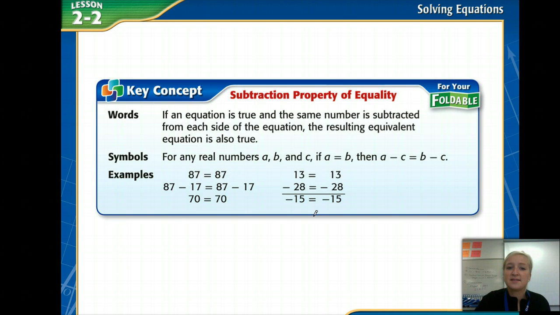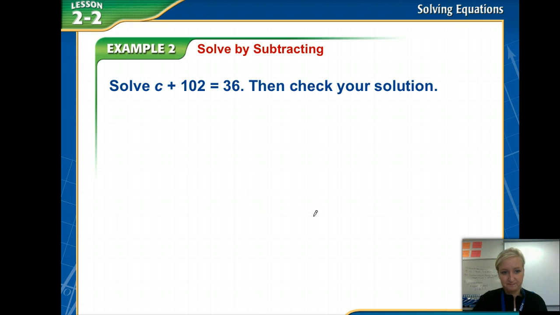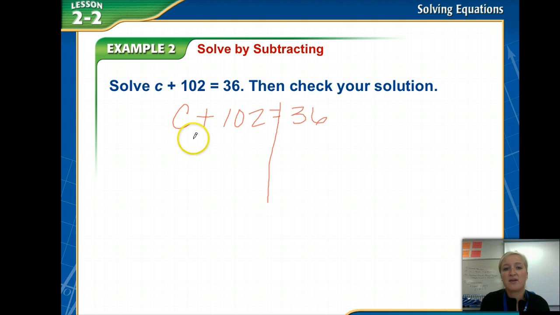Example number 2 is subtraction. Again, basically what this key concept is telling us, that whatever we do to one side, we have to do to the other, and we're going to undo subtraction now by addition. So my first example for number 2 is solving by subtraction. I have c plus 102 equals 36. So again, I'm going to draw my line down the equal sign. Whatever I do to one side, I'm going to do to the other. Now I'm going to subtract 102 from both sides.